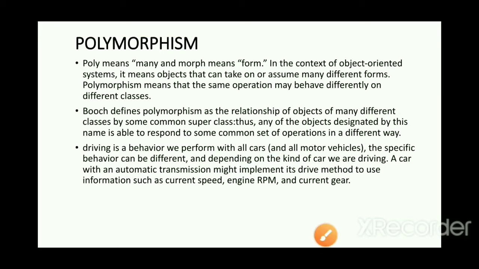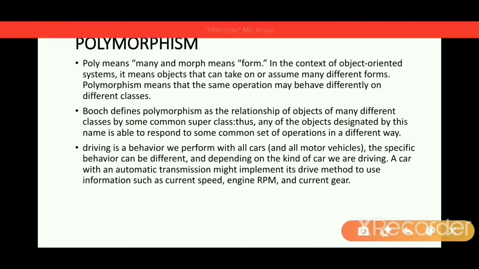Polymorphism. Poly means many and morph means form. In the context of an object-oriented system, it means objects that can take on or assume many different forms. Polymorphism means that the same operation may behave differently on different classes. See guys, polymorphism is nothing but the same object behaving in different ways.